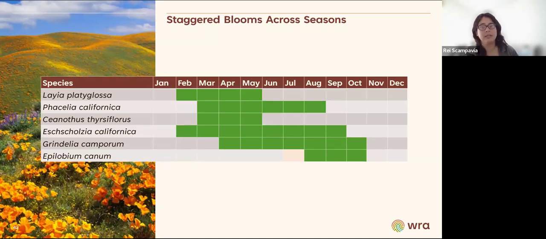So this chart is a really simplified example of what a planting palette might look like for a solar farm. These are all flowering species that are attractive to bees, and the bloom period is indicated by these green cells. So you can see here that the way that this seed mix has been planned, there's at least 2 flowering plants at any given time during the pollinator flight season. So there are not only plants that are available throughout the season, but there's redundancy there as well.